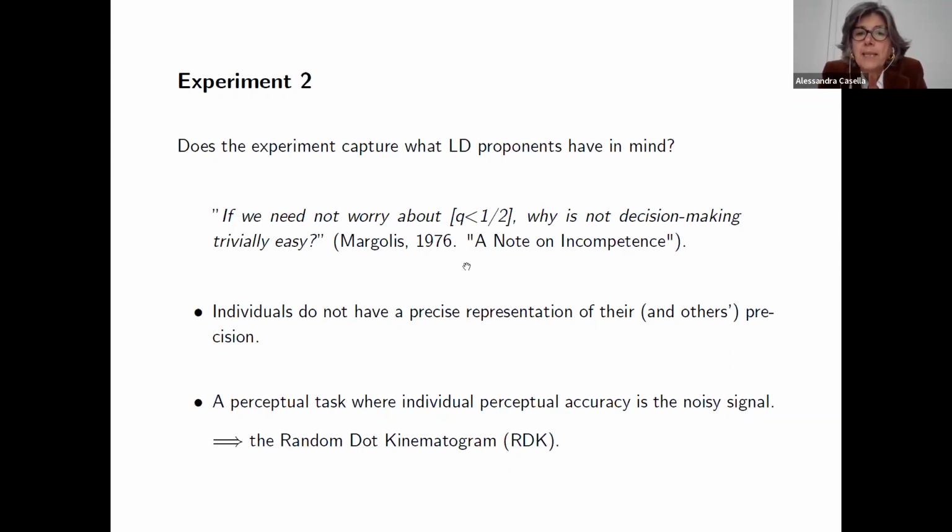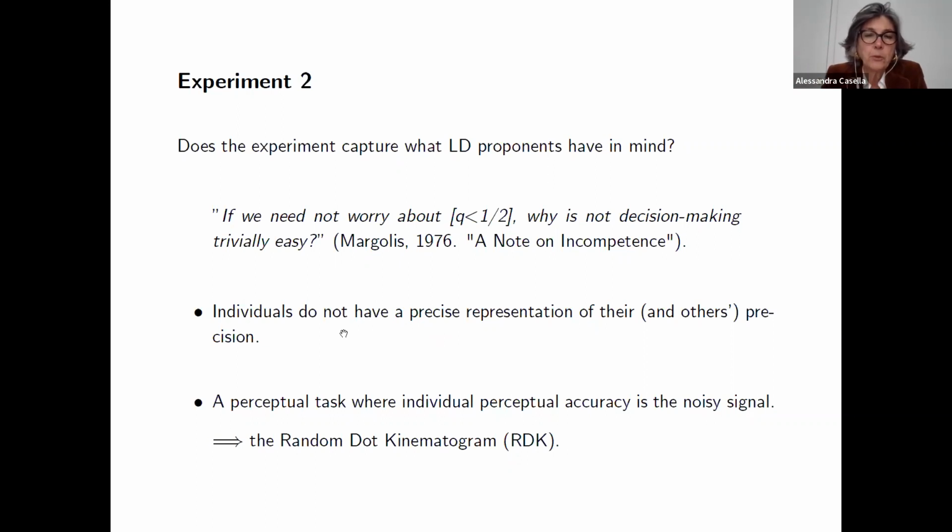Now, if you have a binary choice, you cannot give people signals that are correct with probability less than 1/2, because they can invert the signal. So what you can do is give them signals that are noisy, or even better, a not numerical, not quantifiable measure of the uncertainty attached to their signal. So individuals do not have a precise representation of their and others' precision. That's what I said before about voting.